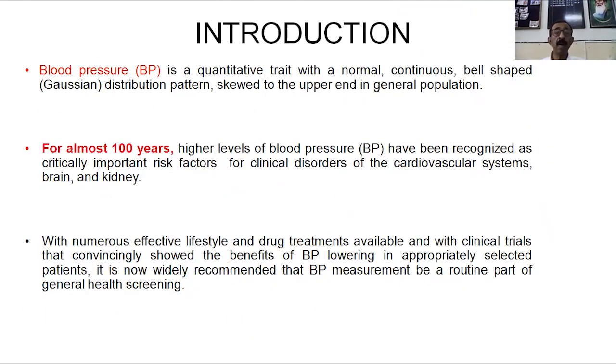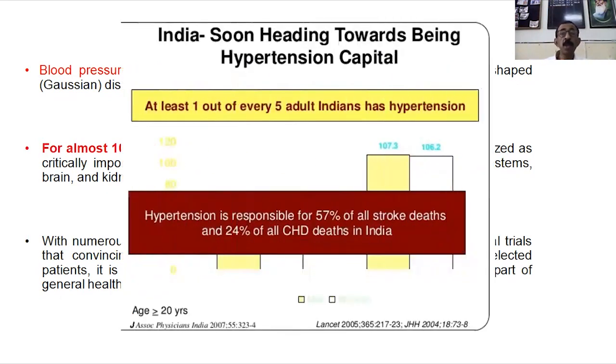Now, for almost 100 years from now, we know that high blood pressure is an important risk factor for not only cardiovascular disease, brain disease, renal disease, and it has been seen with our experience and clinical trials that with lifestyle modification and drug treatment, we are optimally able to control the blood pressure. This is the reason that now the measurement and monitoring of blood pressure has become a part and parcel of general health screening. So this is the importance.